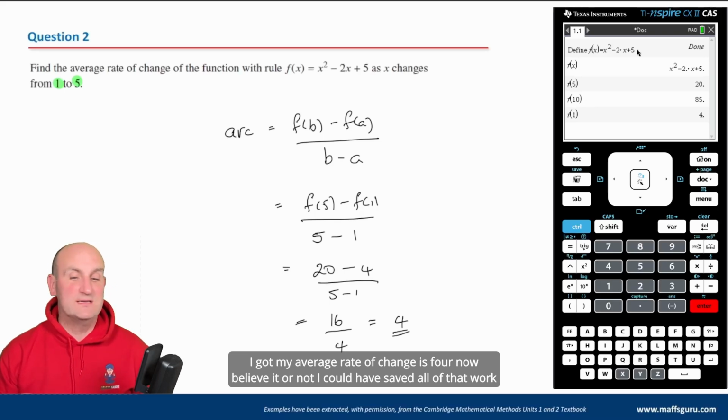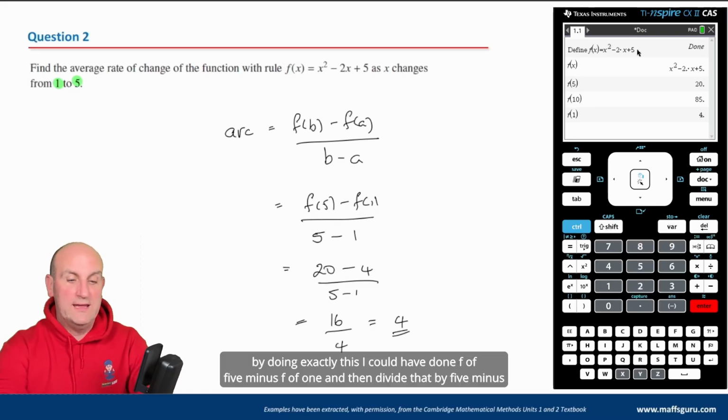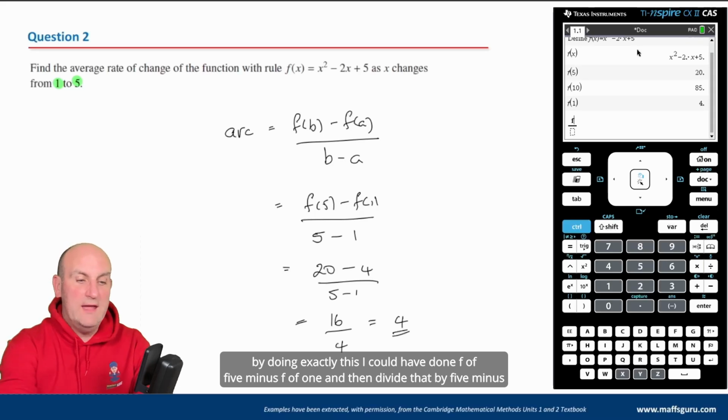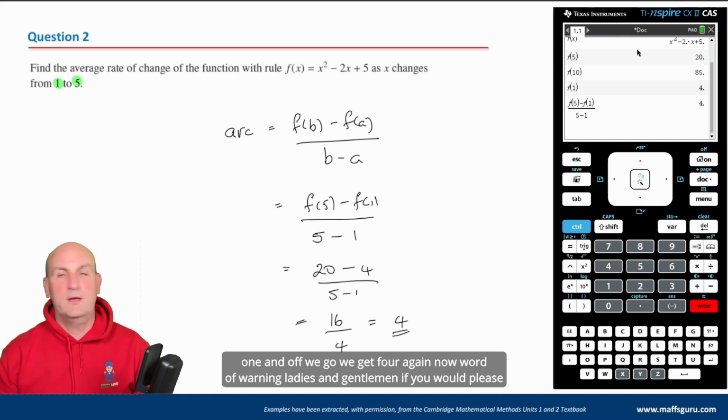Now, believe it or not, I could have saved all of that work by doing exactly this. I could have done f of 5 minus f of 1, and then divide that by 5 minus 1, and off we go, we get 4 again.